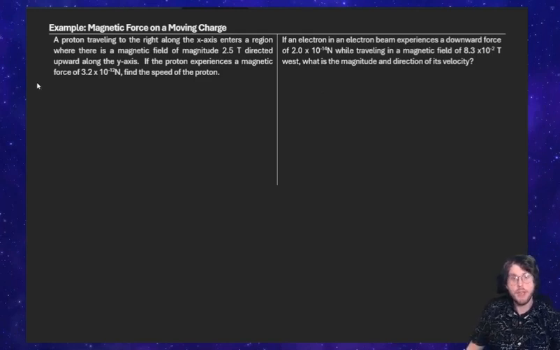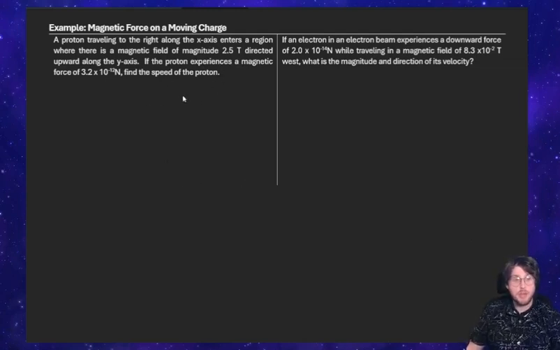So with this first one, we've got a proton traveling to the right along the x-axis, and it enters a region where there's a magnetic field of magnitude 2.5 teslas directed upwards along the y-axis. And so if the proton experiences this magnetic force, our goal is to find the speed of the proton.